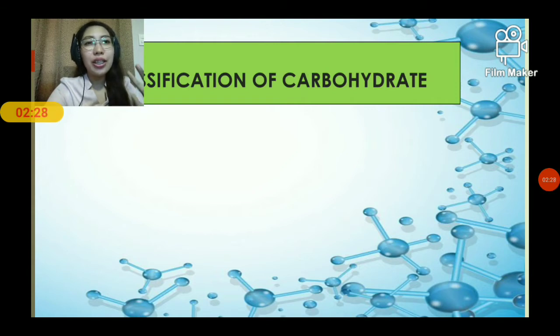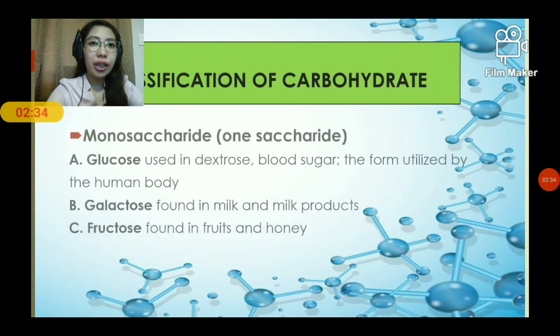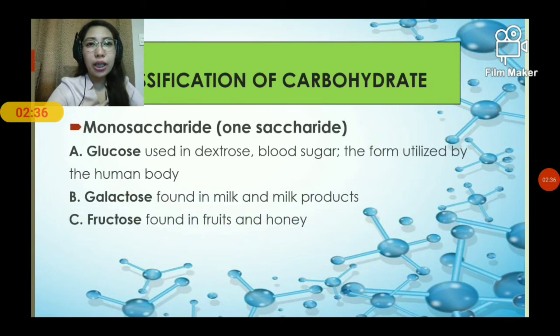Okay, so there are classifications of carbohydrates. So what are these? First is monosaccharide, meaning it has only one saccharide. Glucose, also called dextrose, is the blood sugar, the form utilized by the human body. Galactose is found in milk and milk products, and fructose is found in fruits and honey.